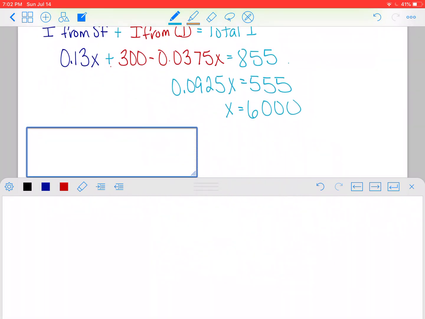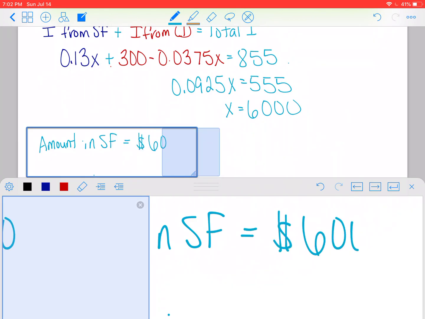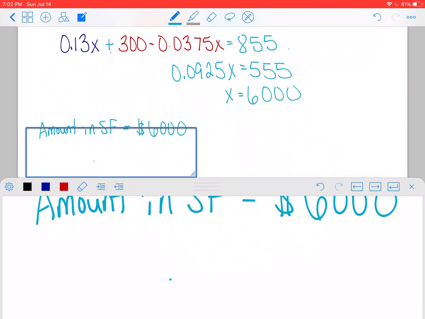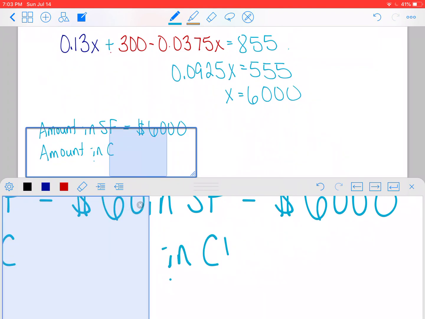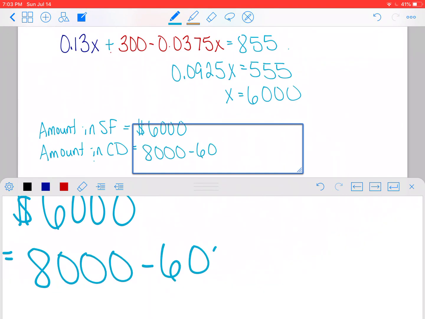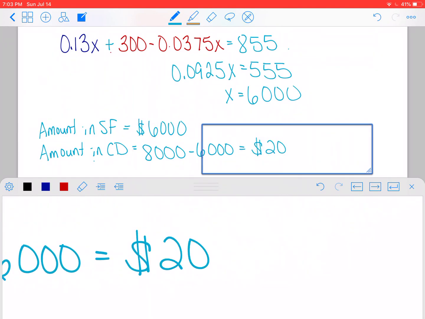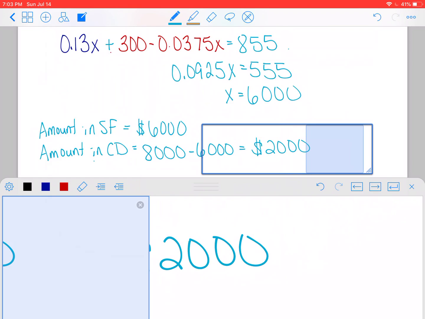So what that means is that the amount invested in the stock fund was $6,000. And now we can very easily find the amount invested in the CD. It was 8,000 minus X, which I found to be 6,000. So the amount invested in the CD was $2,000.